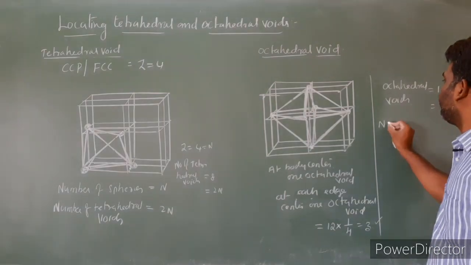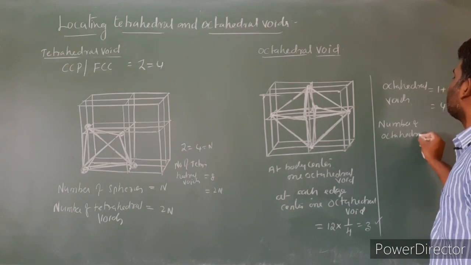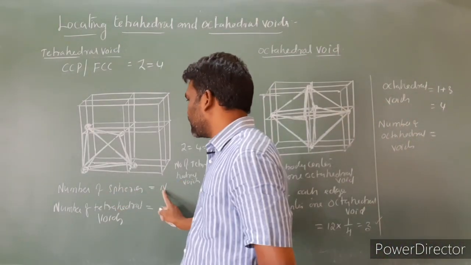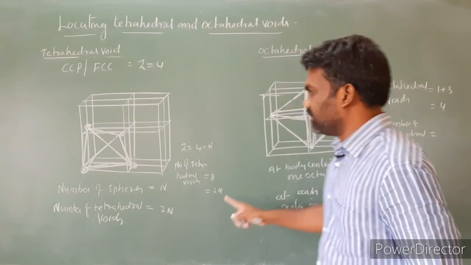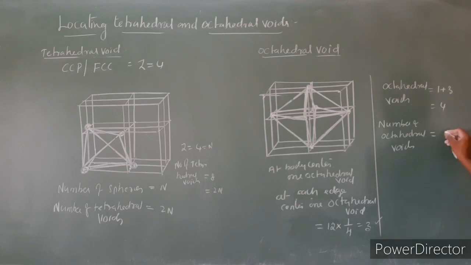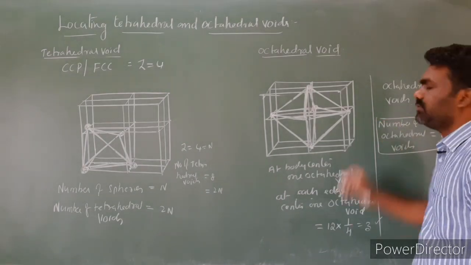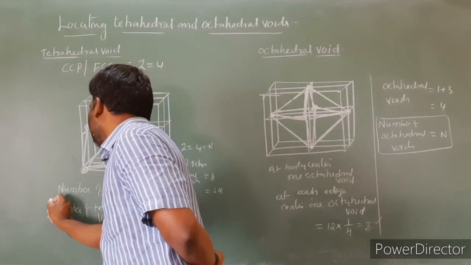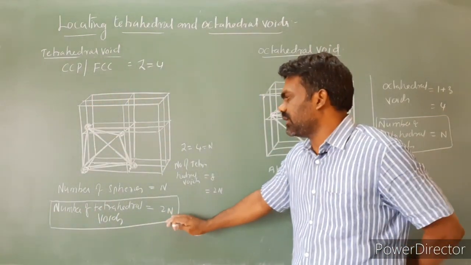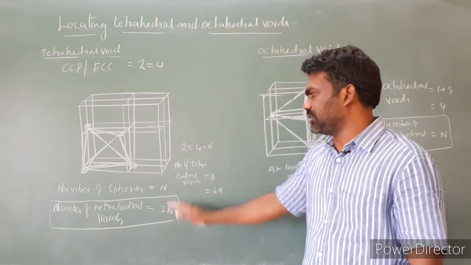So the number of octahedral voids. The number of spheres we are labeling as n, and n is equal to 4. The octahedral voids are also 4. That means the number of octahedral voids will be taken as n, which is equal to 4. The number of tetrahedral voids is equal to 2n. The number of octahedral voids is n. The number of close packed spheres is equal to n.